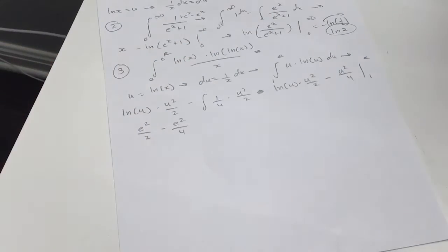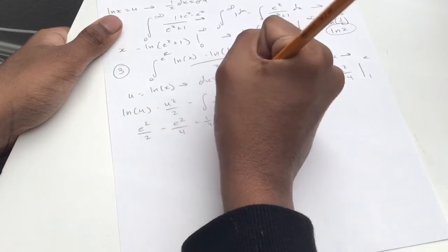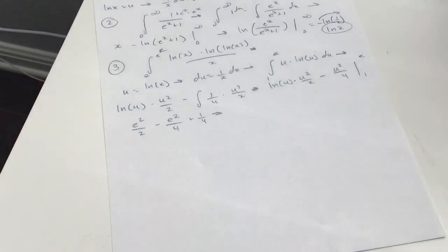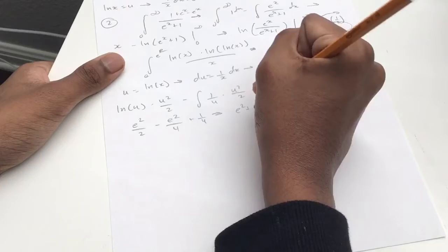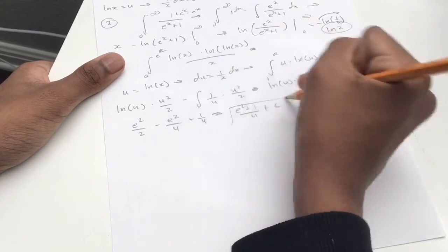And now we need to subtract. Ln 1 goes to 0, so we don't care about that. So we have minus of negative 1/4. That becomes positive 1/4. So this is our answer. We can simplify it a little bit to e squared plus 1 over 4 plus c, or constant of integration.